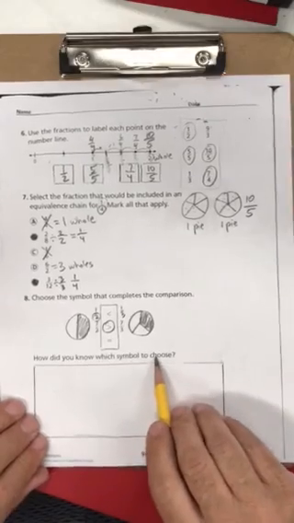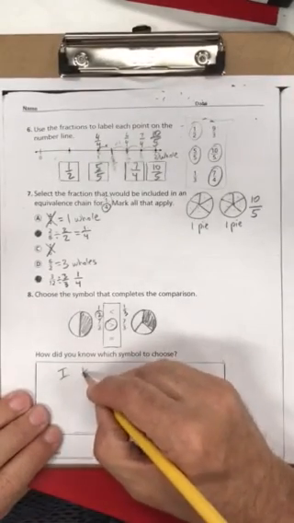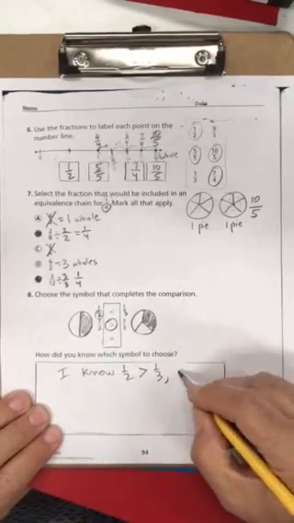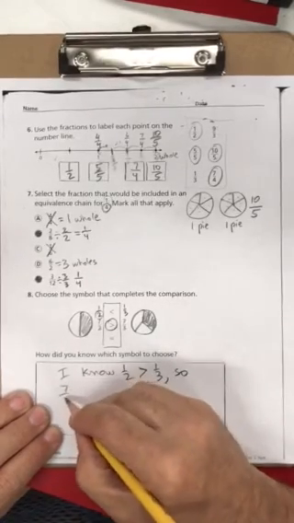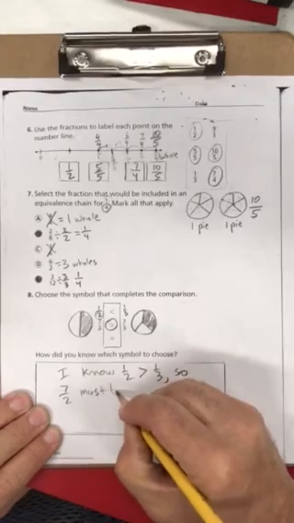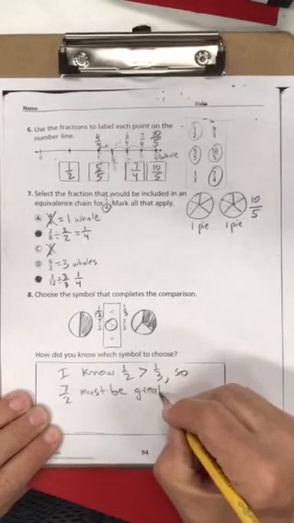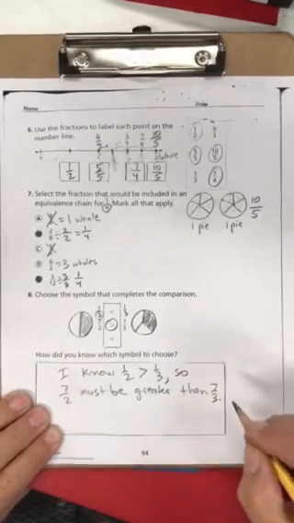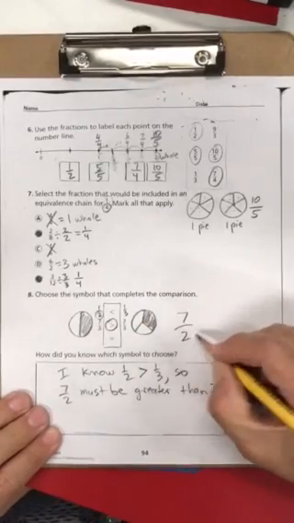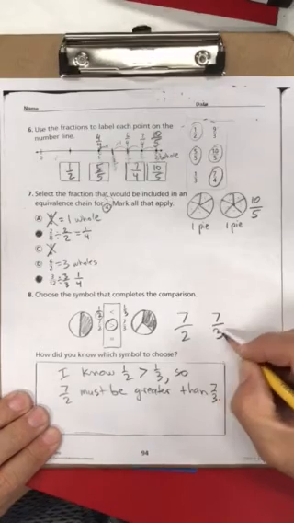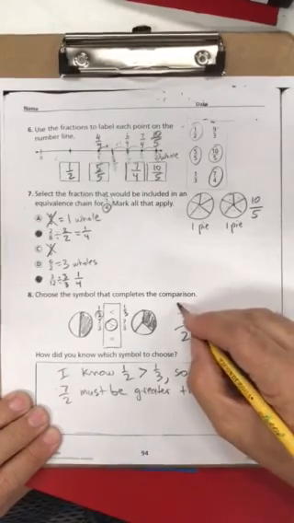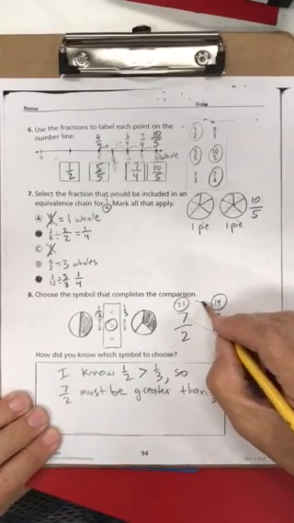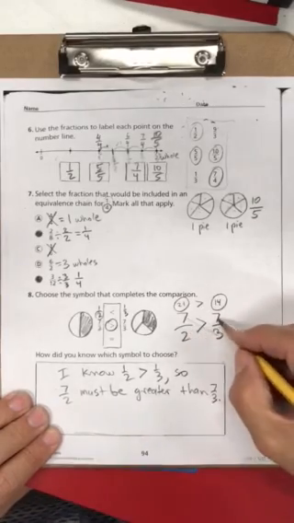How did you know which symbol to choose? Okay, I know 1/2 is larger than 1/3, so 7 halves must be greater than 7 thirds. All right, and a lot of students like to do it this way. We compare 7 halves and 7 thirds. So we cross multiply. 7 times 3 is 21. 7 times 2 is 14. 21 is greater than 14, therefore 7 halves is greater than 7 thirds.